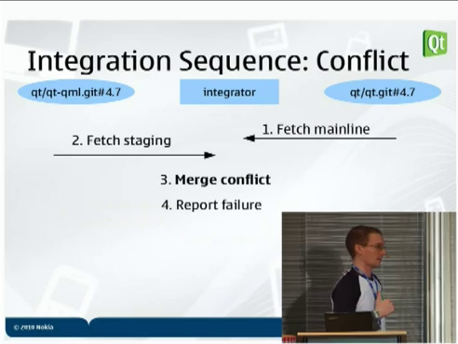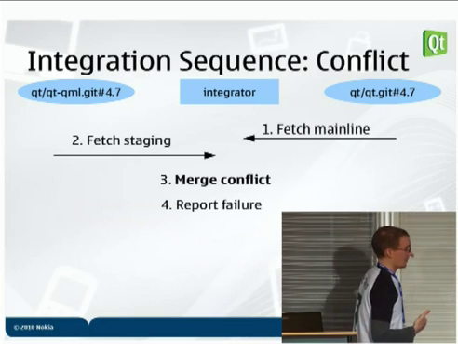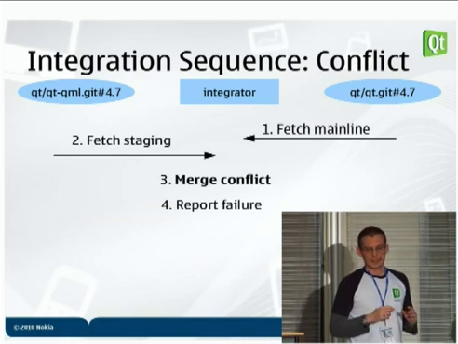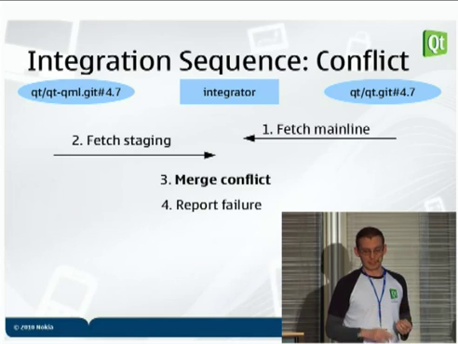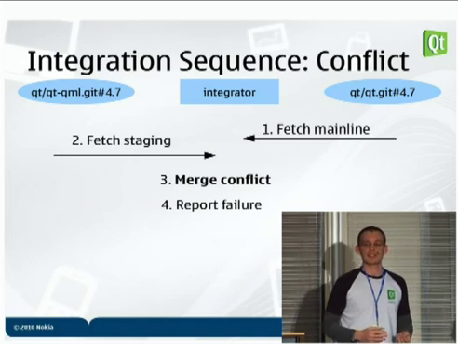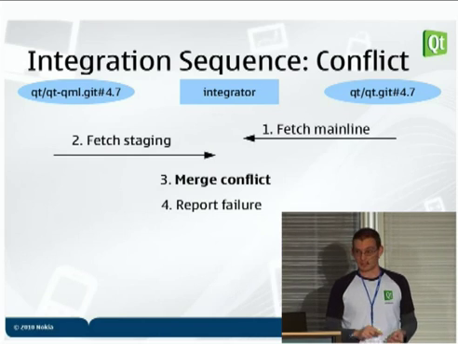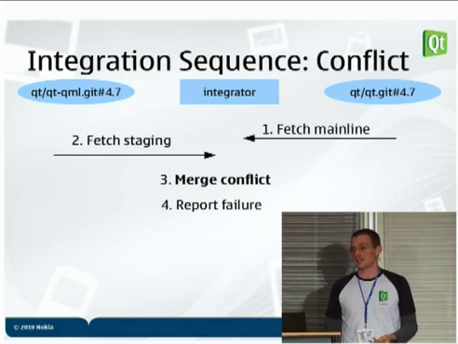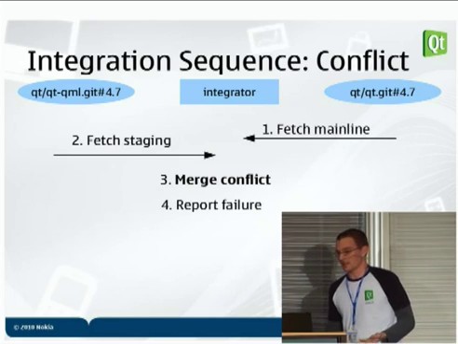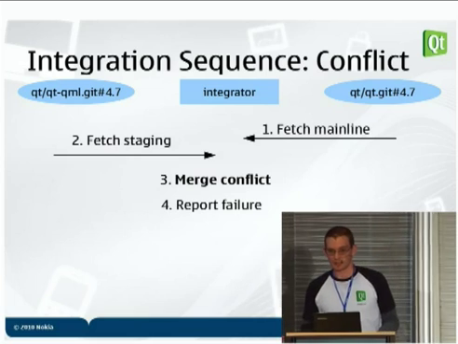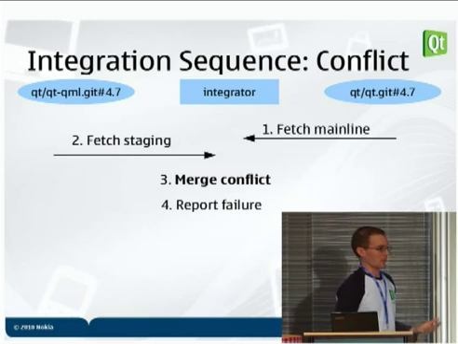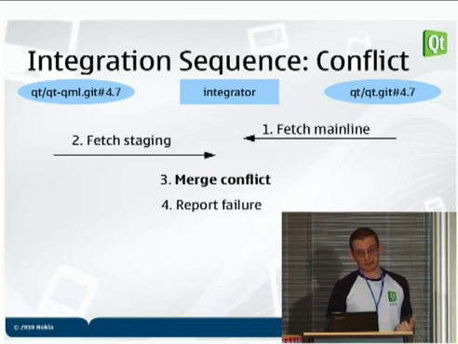And for completeness, there is another case. There's the case of a merge conflict. So if there are developers working in different staging branches and they're working on closely related features, it can be that one staging branch is integrated into mainline, and then mainline now has a conflict with another staging branch. So in this case, we treat it similarly to a test failure, we report the merge conflict as a failure to the developers working in the staging branch, and they have to resolve it.